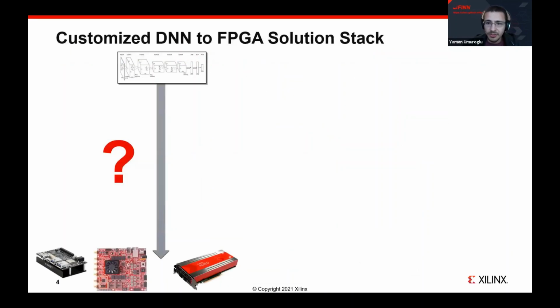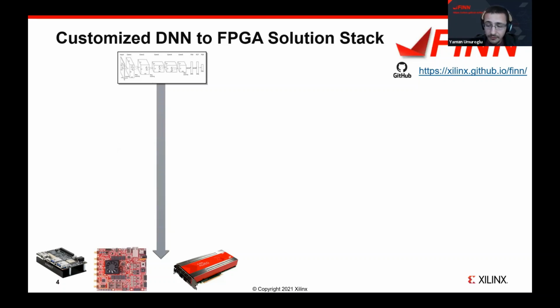So then, how do you bridge this gap? How do you make your specialized DNN take advantage of the FPGA fabric? This is essentially the aim of the FINN project, to provide a fully open source, customizable end-to-end solution stack for highly specialized DNNs on FPGAs.